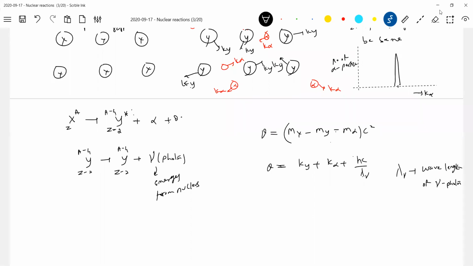In hydrogen, the energy difference was only of the order of kilo electron volts. But in the nucleus, the difference in energies will be of the order of a few tens of mega electron volts. Definitely, this gamma is not something negligible. Lambda gamma means the energy of the gamma photon will be very high.